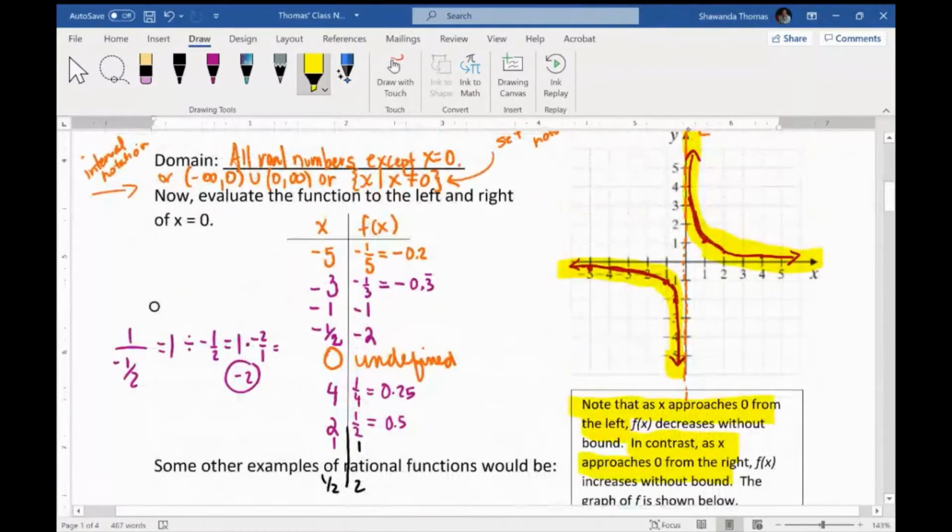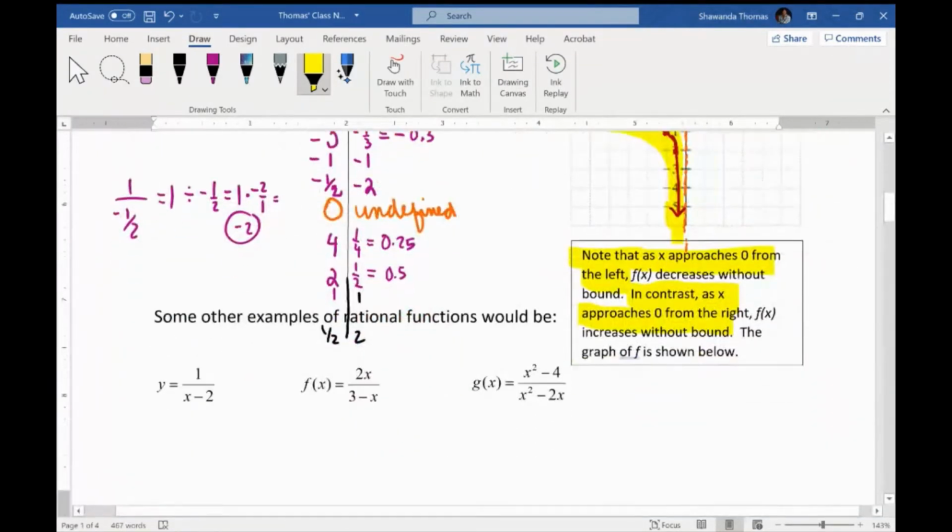On the left, going to -infinity. As we approach from the right, it's going to positive infinity. Yes, positive infinity. All right.